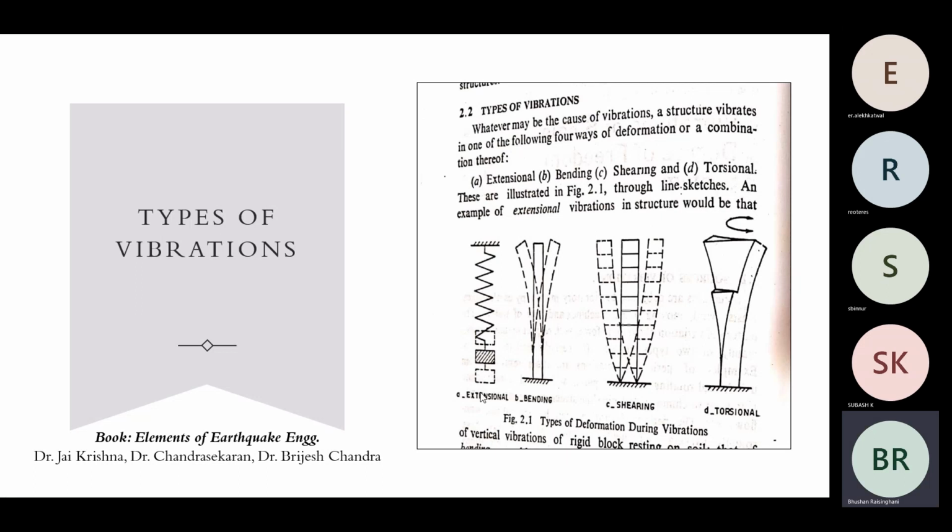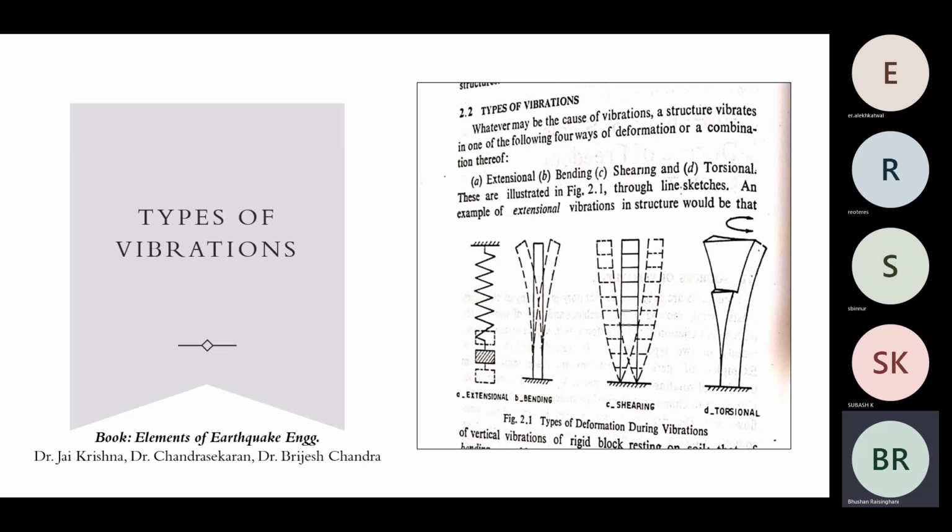So here you can say that extensional vibration, whatever has been shown, is the vertical earthquake phenomena that will happen on your structure when the vertical earthquake comes in your region. So building will undergo the vibration in the vertical direction. That's why it is called vertical earthquake. Now, what are the effects of vertical earthquake that we'll discuss? So first is the extensional vibration, that is the vertical earthquake.